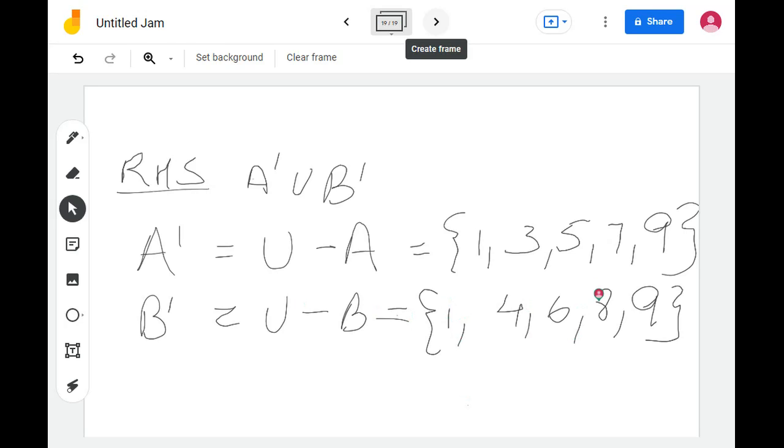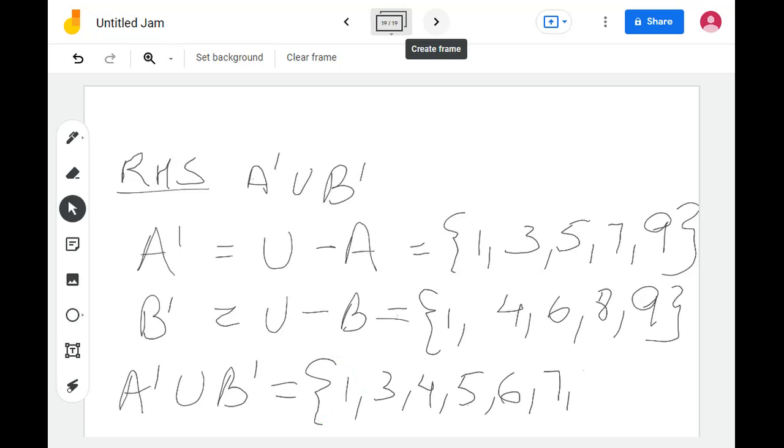Now we are finding A complement union of B complement. So what we get is, repetition is not allowed, 1, 3, 4, 5, 6, 7, 8 and 9. This is our A complement union of B complement. This is our RHS.